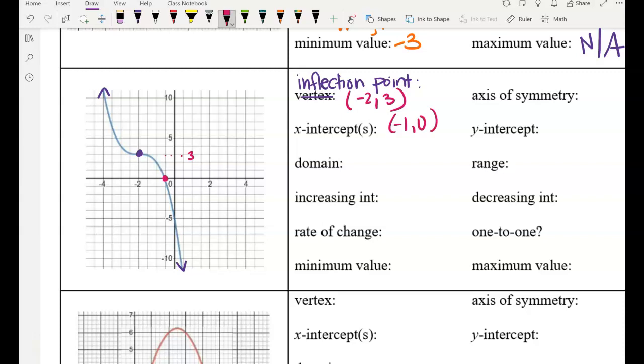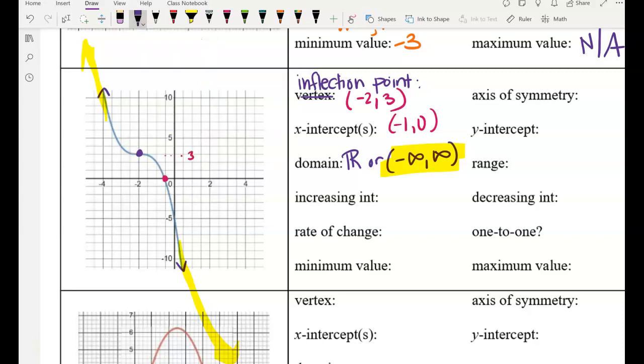The domain, again, with the arrows on the left, that means it goes left forever. Arrows on the right means it goes right forever. So that's going to be all reals. Now, I do want you to write both notations, students: all reals or from -infinity to infinity. So we want to know how to write it. This is, again, called interval notation, okay?